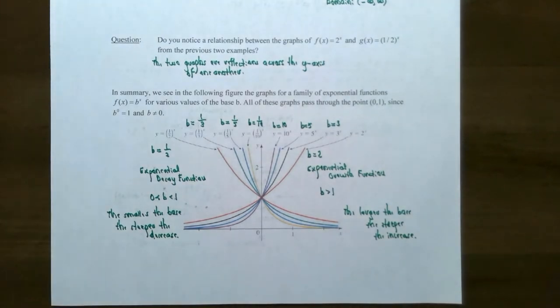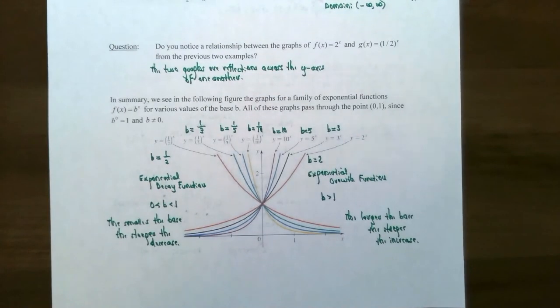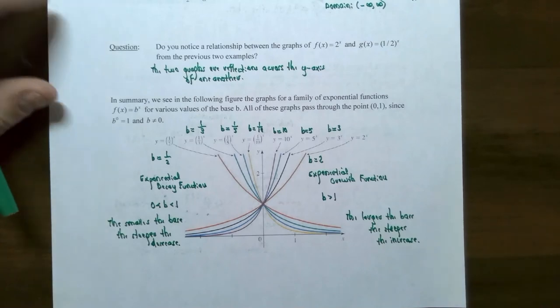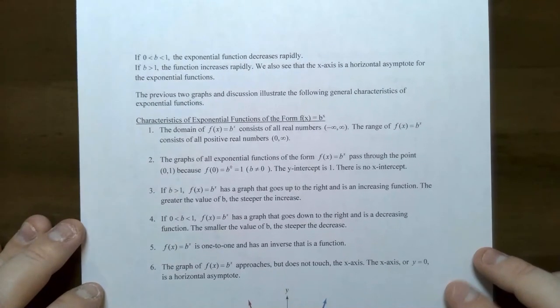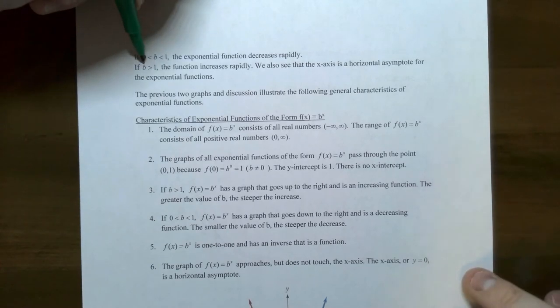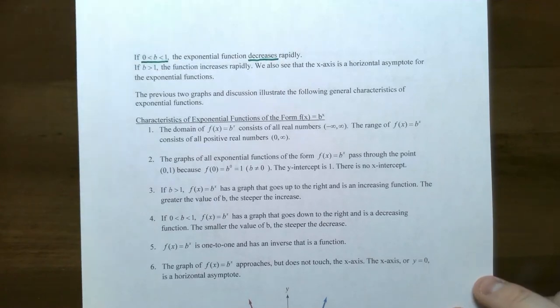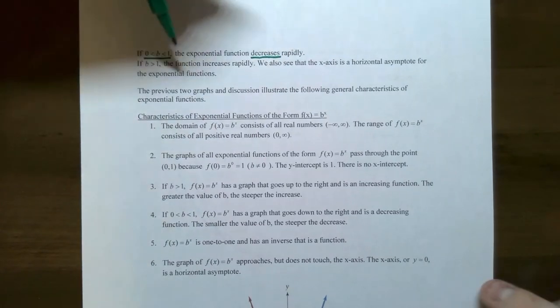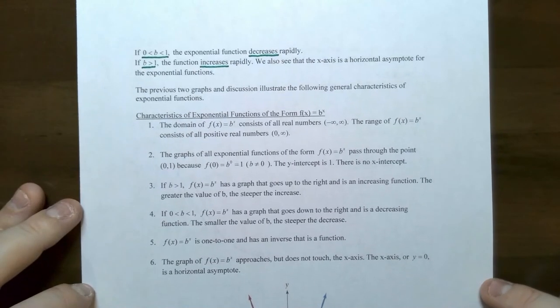So these are some characteristics that I noticed about exponential growth and exponential decay, which are all summarized on this page about the graph of an exponential growth or exponential decay function. We just found out that if the base is between 0 and 1, the function will decrease. It's an exponential decay function. If the base is greater than 1, the function will increase. It's an exponential growth function.